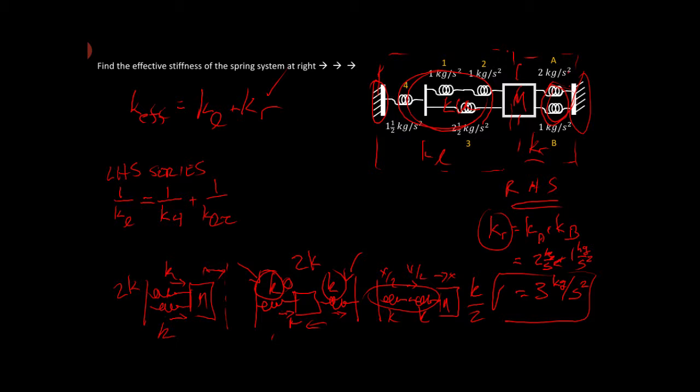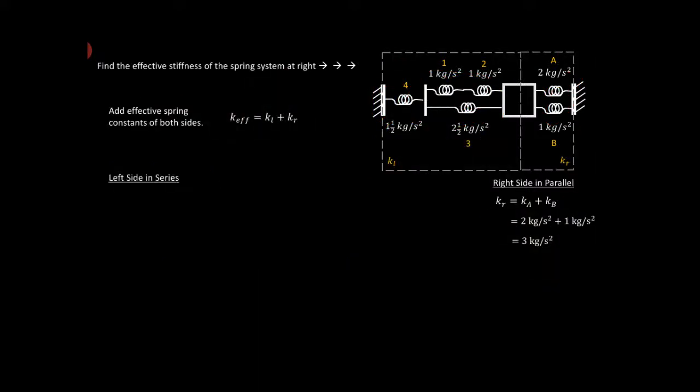So this isn't going to be too bad. This guy's easy, right? We just have a number, 1.5 kilograms per second squared for him. This guy, he's a little more complicated. That happens, right? Some people are more complicated. Some spring systems are more complicated. That's just the way they are. So let's go ahead and look at that part. All right. So we say the left-hand side is in series.